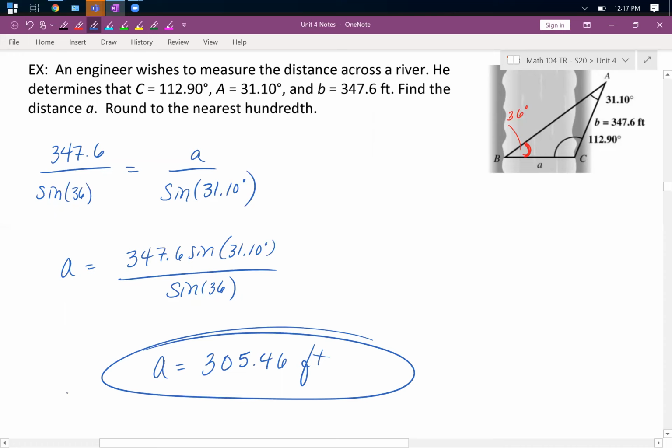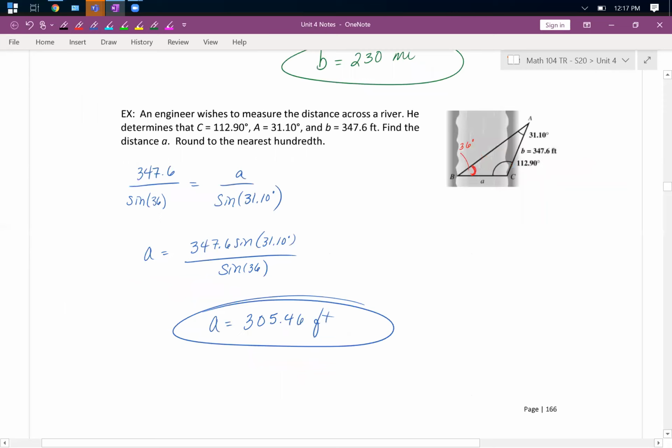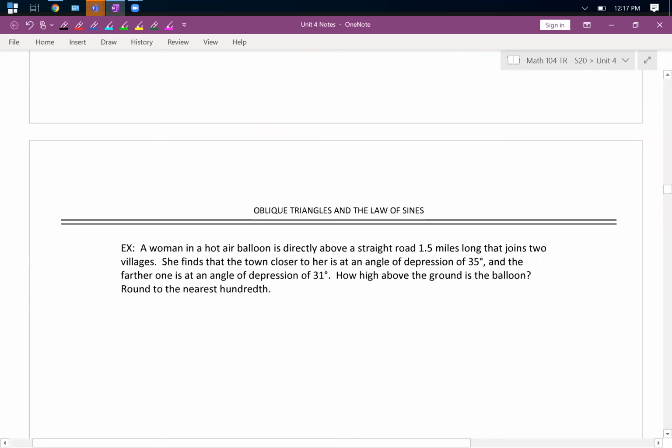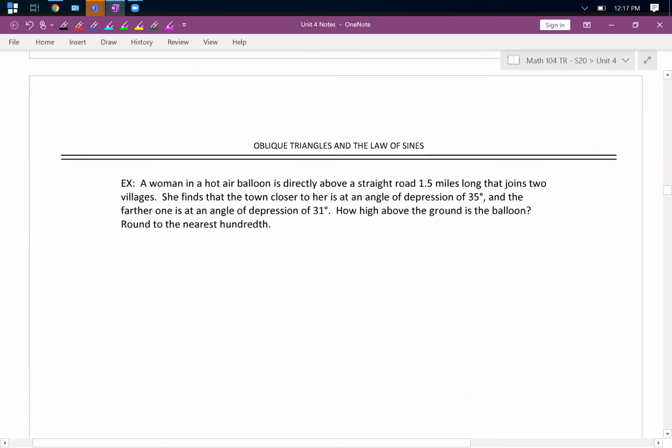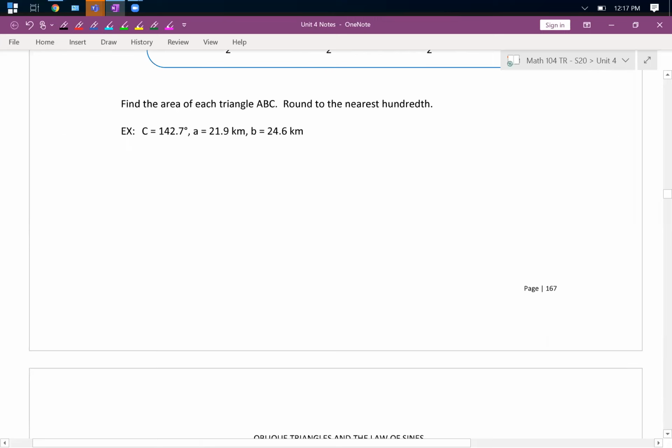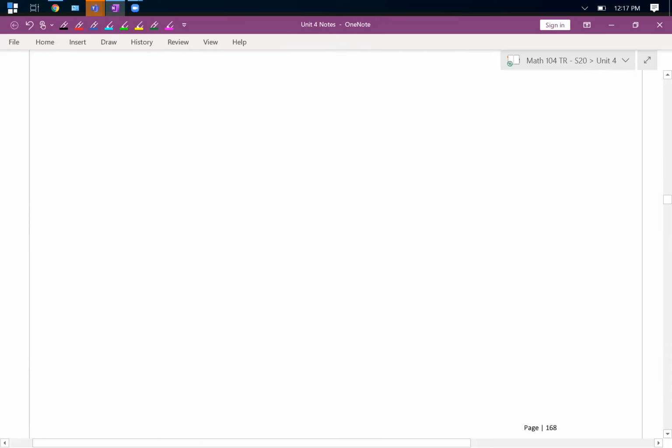Questions at all on law of sines? Oh, there's one more application. Oh, that's the toughest one though. All right, never mind. I'll save that for Tuesday. I know we're a couple questions behind, but no big deal.